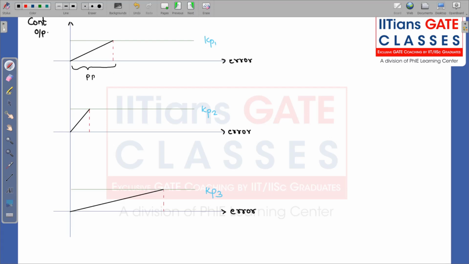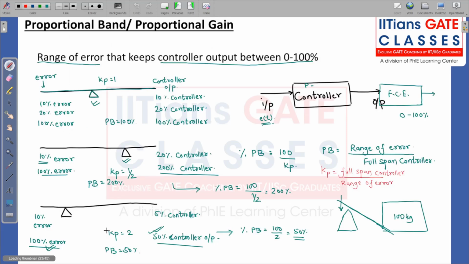Here you can see this is my proportional band, the range of error that keeps the controller output between 0 and 100%. These are your 0 and 100%. So the controller output in percentage I should write. This is PB1. Let me assume this is PB2. This is PB3. This particular case is that of 50%.